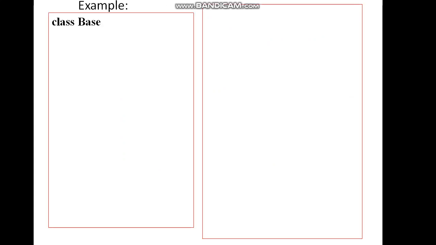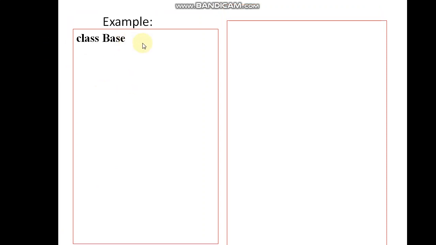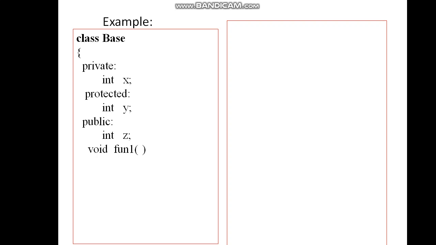Let's consider an example. Class base is the base class. x is a private data member. y is a protected data member. z is a public data member. function1 is a public member function which initializes 10 to x, 20 to y, 30 to z. End of base class. Out of these members, x is never inherited.